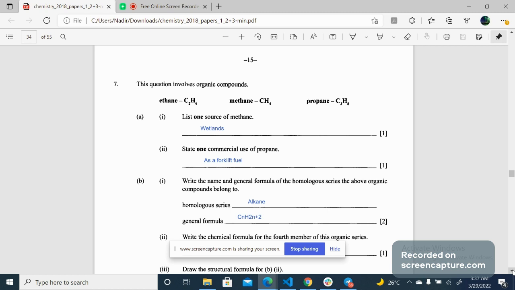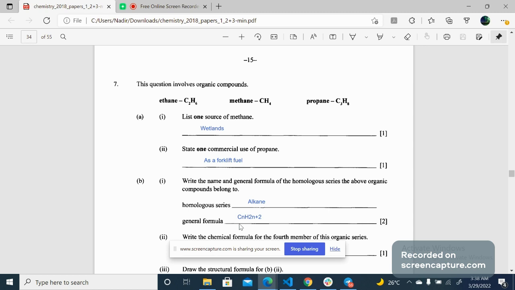If we keep moving from one member to the next in the series, we will have a change in the number of carbon and hydrogen atoms, an increase or decrease depending on the direction we move. This homologous series is called alkane, of which ethane, methane, and propane are all members. The general formula for the alkane series is CnH2n+2.